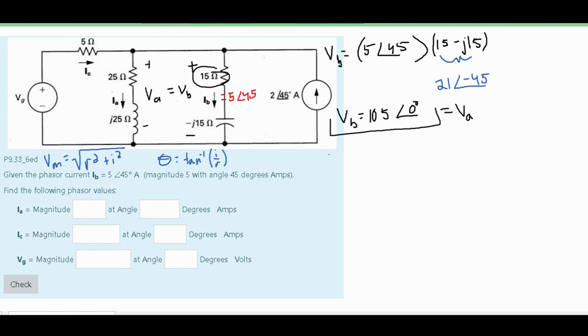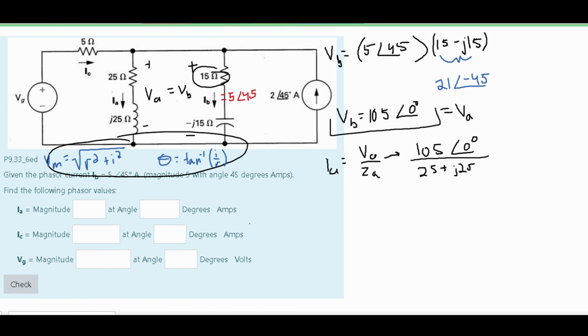And now we need to solve for the current of A, which is I of A. I of A is equal to the voltage of A over the impedance, so we're going to have Z of A. Now when we write this out, we're going to have 105 with an angle of 0 degrees over our impedance, and our impedance at the I of A right here is going to be 25 plus J25 because we have our inductor and resistor. We're going to convert the denominator into the polar form, so we're going to use the equations that we wrote out here to do so.